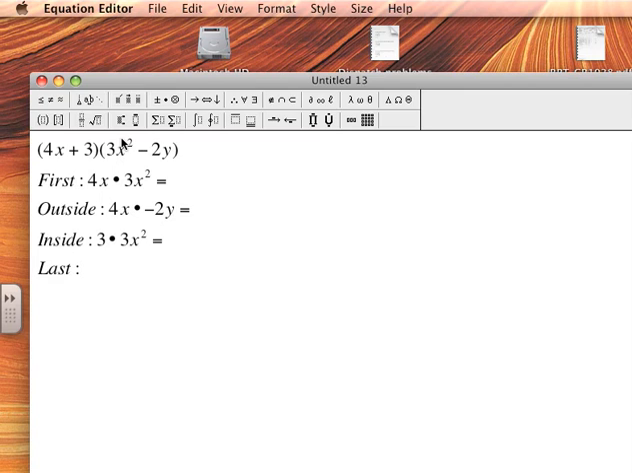And then for last, I'm looking for the last term in each parentheses. So my last term in my first parentheses is 3, and the last term in my second parentheses is negative 2y. Now I'm going to multiply each one.